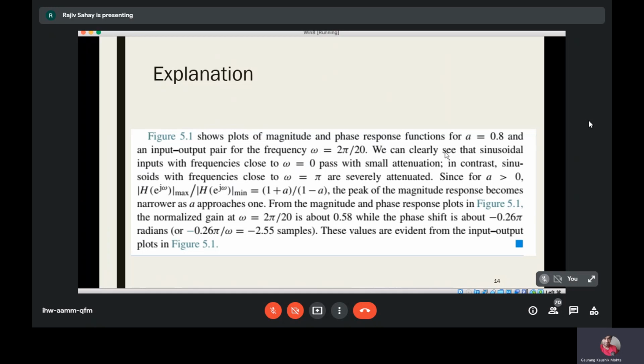I hope this is visible. This is the explanation. Can you all see this slide? Yes, sir.